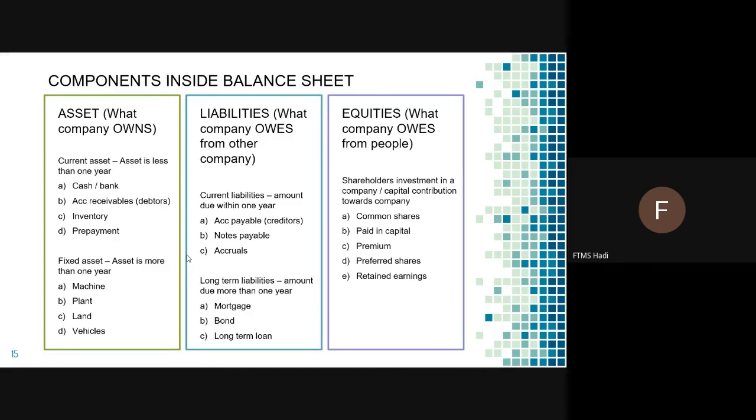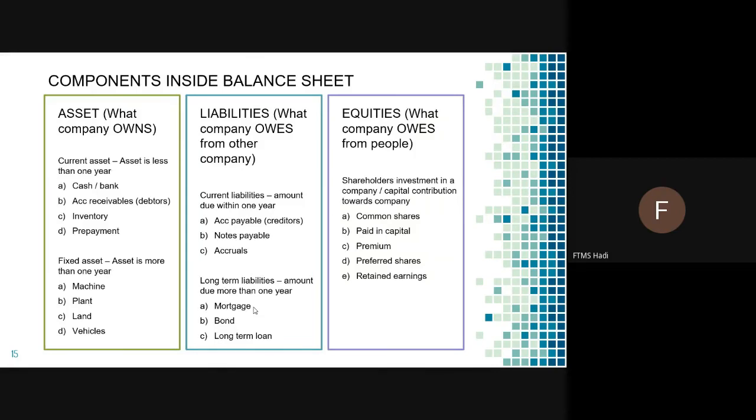Okay, long-term liabilities, the amount due in more than 1 year. Those are the loans or borrowings that need to be settled in more than 1 year. For this one, a mortgage. Mortgage means collateral. Let me give an example of a mortgage, a house mortgage. If a company or you are not able to pay a housing loan, your house is used as collateral and your house will be mortgaged.